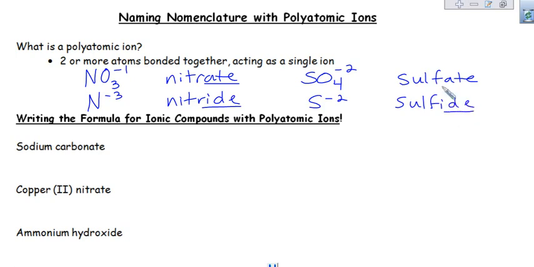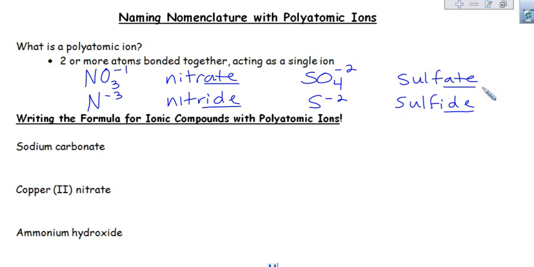Sulfide. So now you have to be a little bit careful when you're writing formulas. Watch the ending of the anion. Does it end in ATE? Then it's probably a polyatomic group. The IDE would be the regular element off the periodic table.